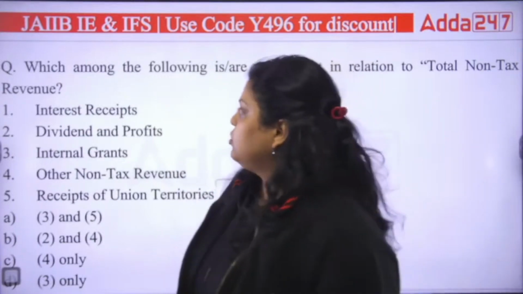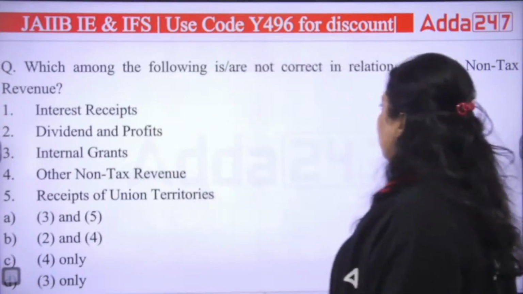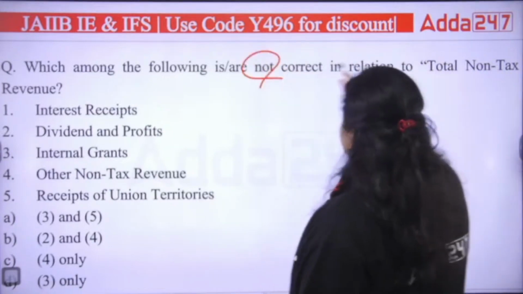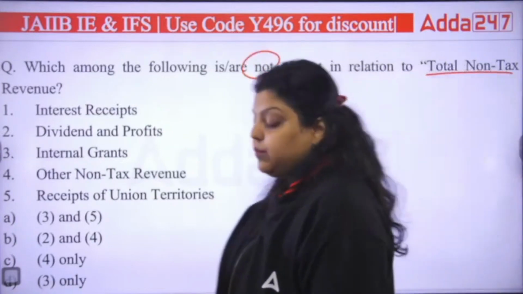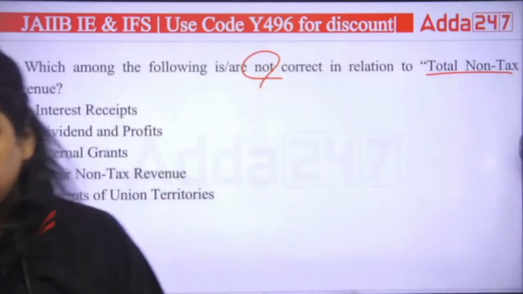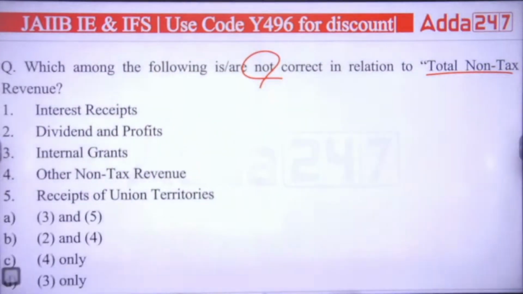Let's see the question. Which among the following are not correct in relation to the total tax revenue? The question is asking which of the following is not covered under the total tax revenue. The options are: interest receipt, dividend and profit, internal grants, other non-tax revenue, receipts of union territory. Which of the following is not a part of your total tax revenue?